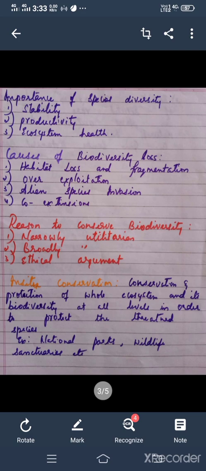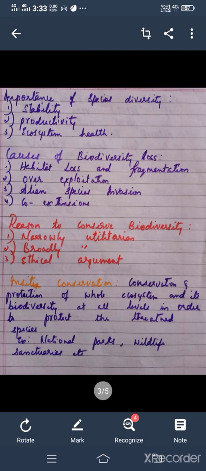Coming to habitat loss and fragmentation. What is the meaning of this? If we go on destroying the habitat where the organisms are present, then the organisms also die there, because we are destroying the place where they are living or dwelling. So it leads to the loss of biodiversity.